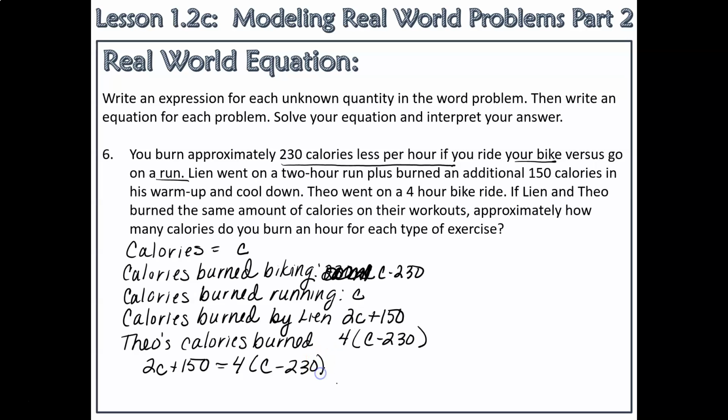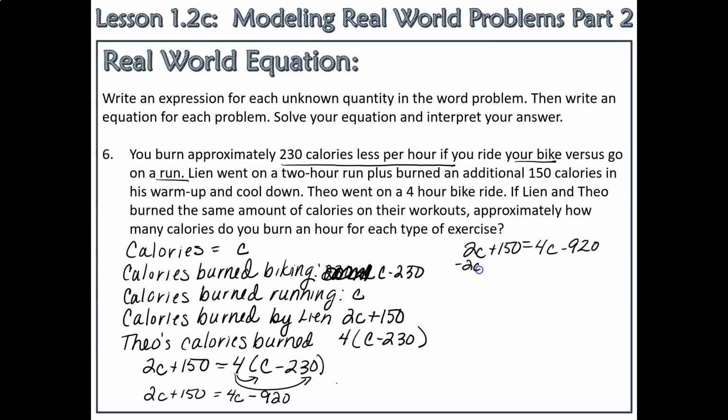All right, and what we're looking for is how many calories. What question were they asking? Approximately how many calories do you burn after 1 hour? Okay, so let's look for C. We've got to distribute first. So 2C plus 150 equals 4C minus 920.